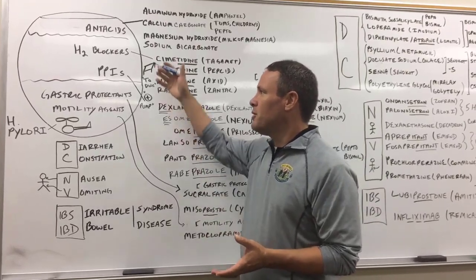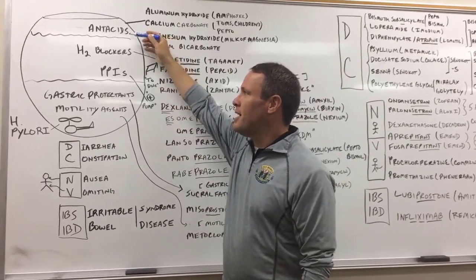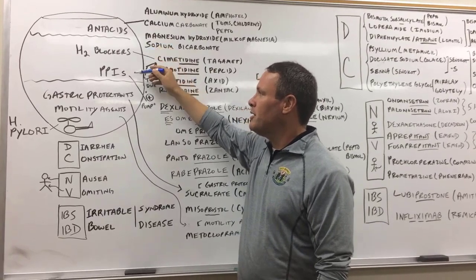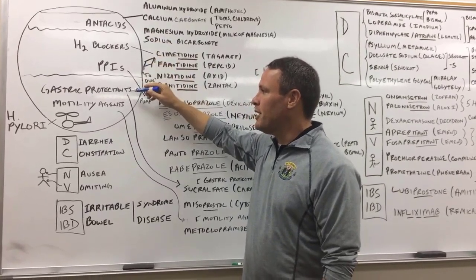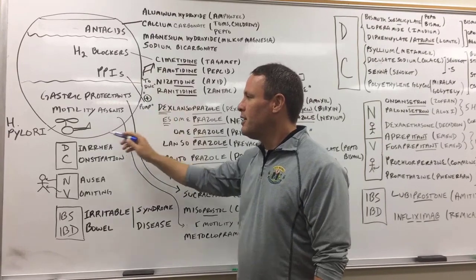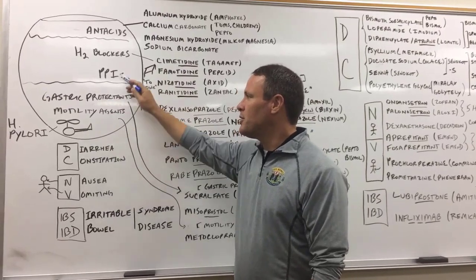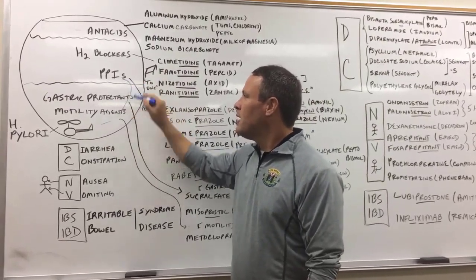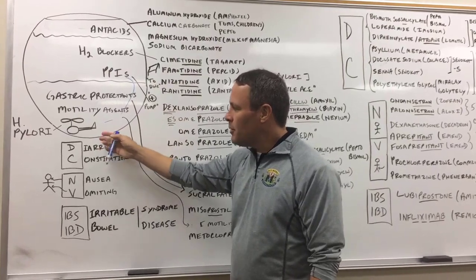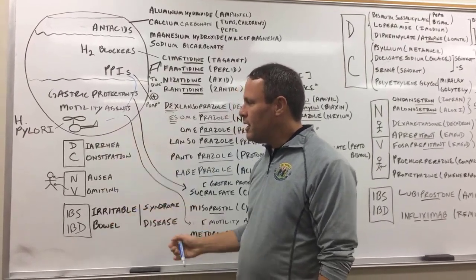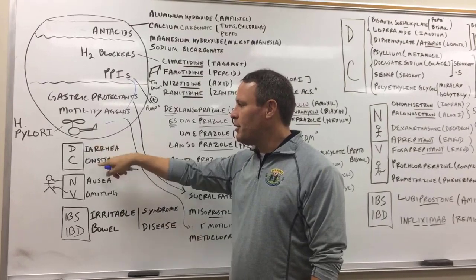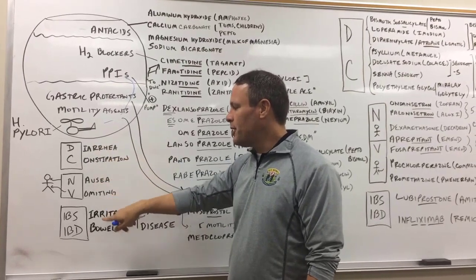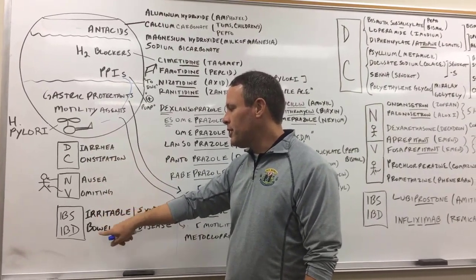And what we're going to do is we're going to go through the classes: antacids, H2 blockers, PPIs, gastric protectants, motility agents, a little bit about H. pylori, which goes with the PPIs here. And then we paired a couple of different pathophysiologic classes: diarrhea with constipation, nausea with vomiting, irritable bowel syndrome, and irritable bowel disease.